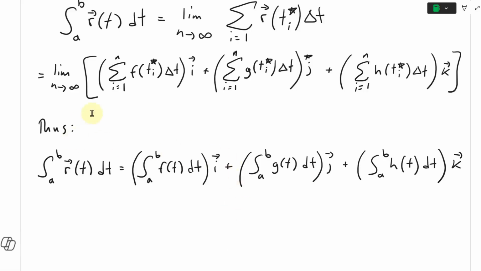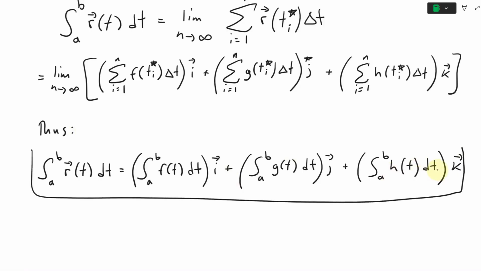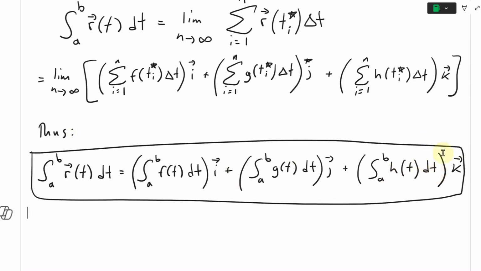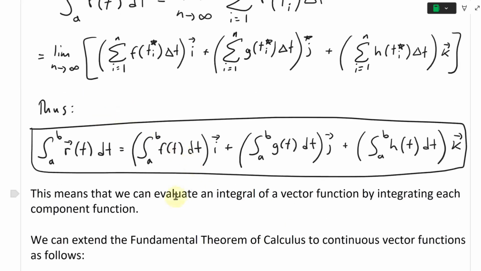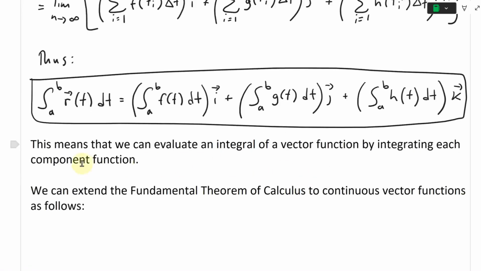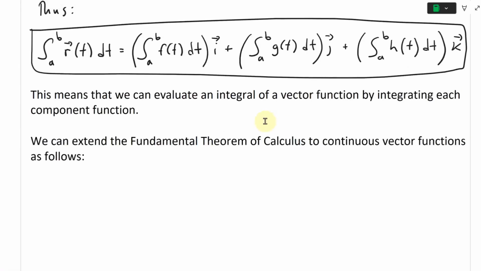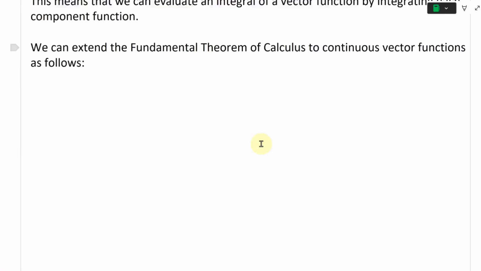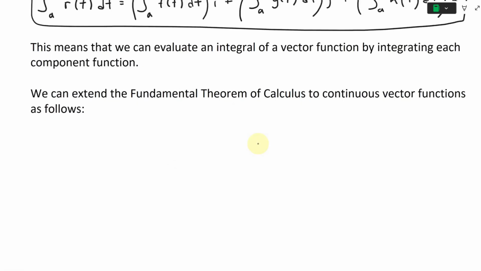All right, here I just quickly paused the video, shrunk it again, and we're going to box this whole thing out. So this is the integral of a vector function. Basically, the integral of a vector function is just the integral of its components. And this means we can evaluate an integral of a vector function by integrating each component function. We can extend the fundamental theorem of calculus to continuous vector functions as follows. So if it's continuous, there are no breaks in between. So we can extend it into this setup.